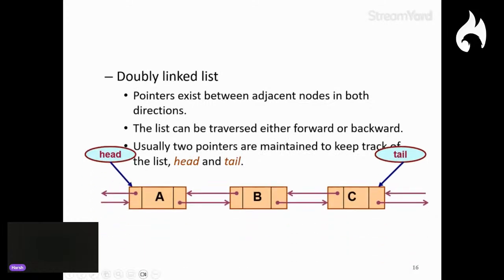But in a doubly linked list, we can traverse A to B, B to C, C to B, and B to A, since there are pointers between adjacent nodes in both directions. We have two pointers to maintain in the doubly linked list: head and tail. Head is the first element of the list and tail is the last element of the list.